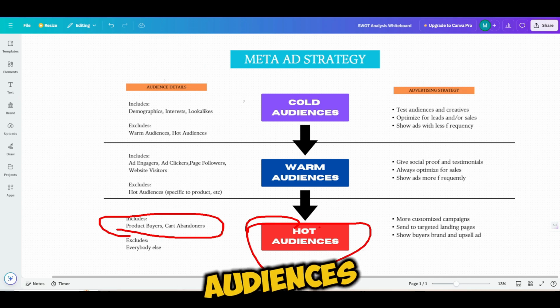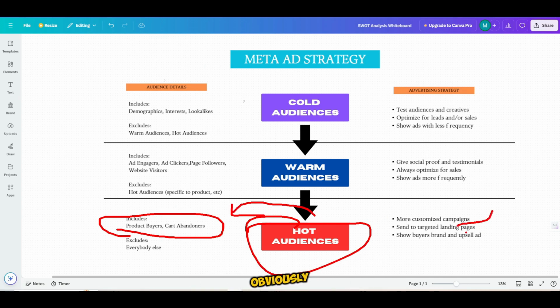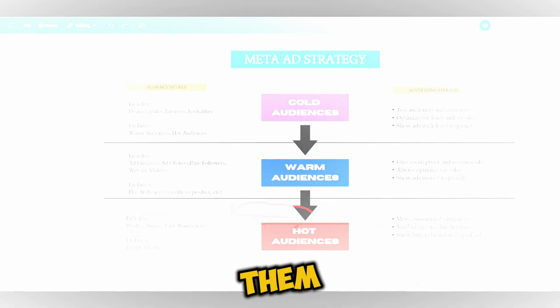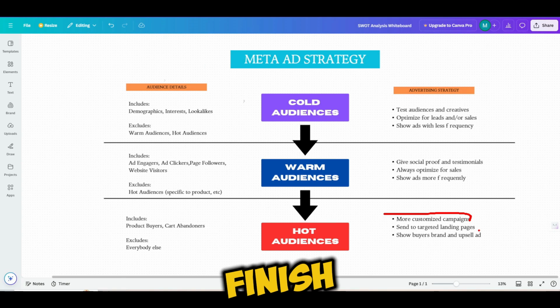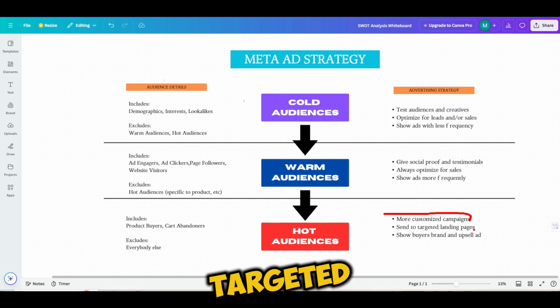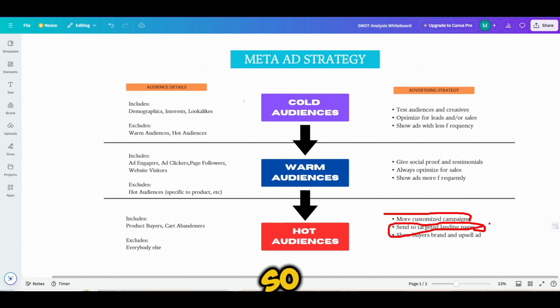So with your hot audiences, you want to have more customized campaigns. You're going to have a smaller audience here, obviously, right? These are only people who have taken a very particular action. So you want to just make sure that you're speaking directly to them. And it's just so very simple and targeted. It's for people who started checking out but didn't finish buying, and you'll see how effective it truly is. So we're going to send this to targeted landing pages whenever possible. So don't send them to your generic website. Make sure that they're going to the exact right page to finish the transaction.